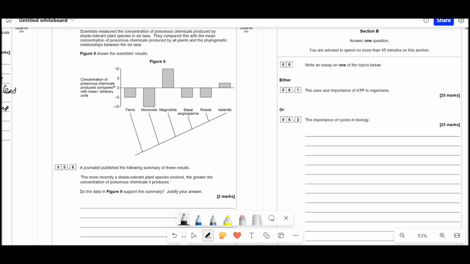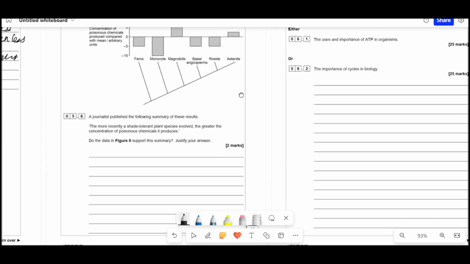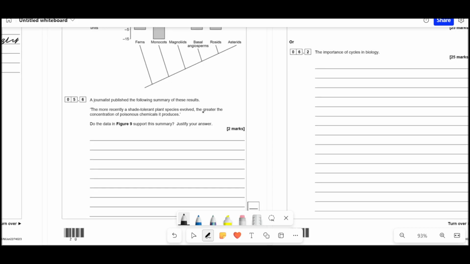As well as that, they're looking at the phylogenetic trees, so this is your most recently evolved. Then it says a journalist published the following summary of these results: the more recently a shade-tolerant plant has evolved, the greater the concentration of poisonous chemical it produces. So does the data support this? Justify your answer. So you've got to say your fors and your againsts.